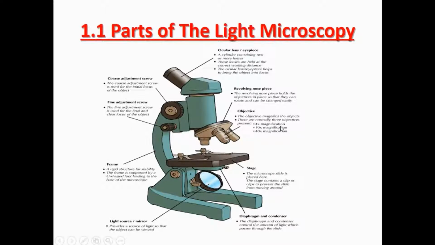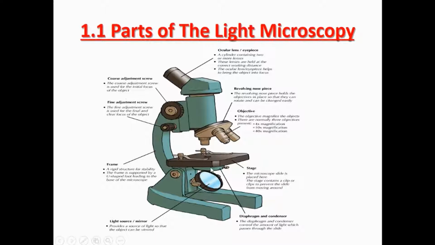There is the 4 times magnification objective lens, there's the 10 times magnification objective lens, and then there's the 40 times magnification objective lens, and then there's the eyepiece here, which also does its own magnification. Usually it's a 10 times magnification eyepiece.